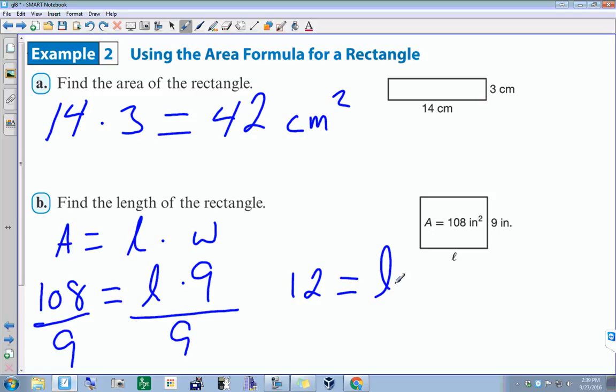But sometimes you are going to have to do that. Put the formula down, put the numbers in, and solve for what's left. See, up here it's pretty easy. We don't know what the area is, but we're just dealing with 14 times 3. We know we got to multiply. So be careful about this.